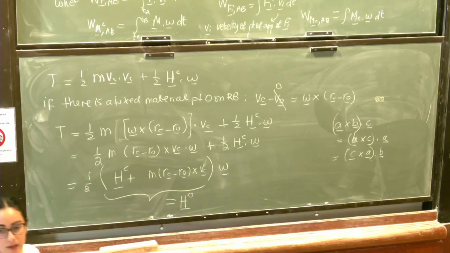Okay, great. So what have we done so far? We've derived the kinetic energy for a rigid body. In general, the kinetic energy of a rigid body is half m vc dot vc plus half hc dot omega, translational plus rotational components. But in the special case where there is a fixed material point on the rigid body, I can calculate the kinetic energy by just one term, half ho dot omega.